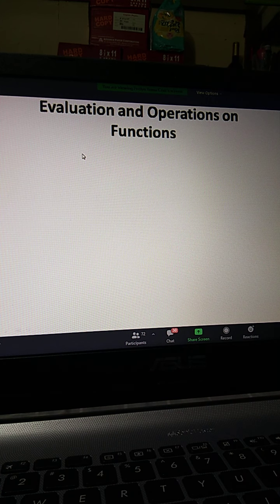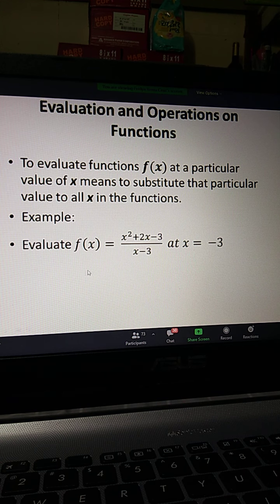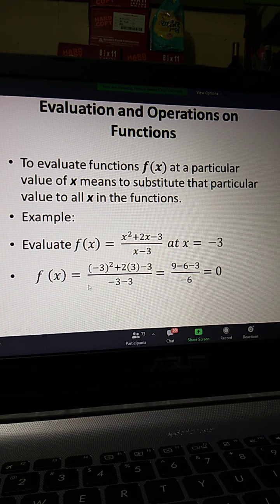So, how do we evaluate operations on functions? To evaluate the functions, we simply substitute the value of the given x. So this is read as f of x. For example, you are asked to evaluate f of x is equal to x squared plus 2x minus 3 all over x minus 3 at x is equal to negative 3. So first you're going to substitute negative 3 on all the x given.